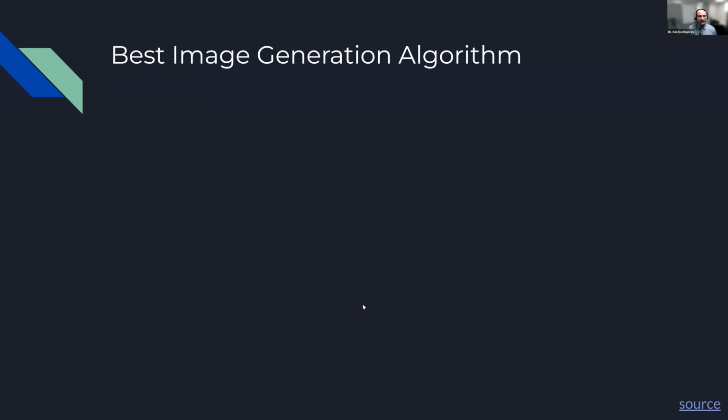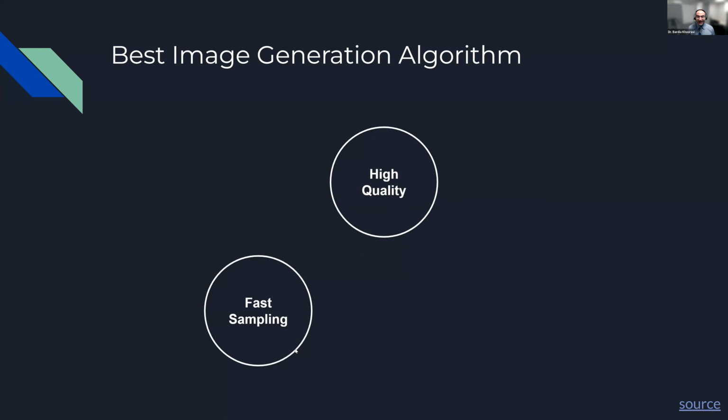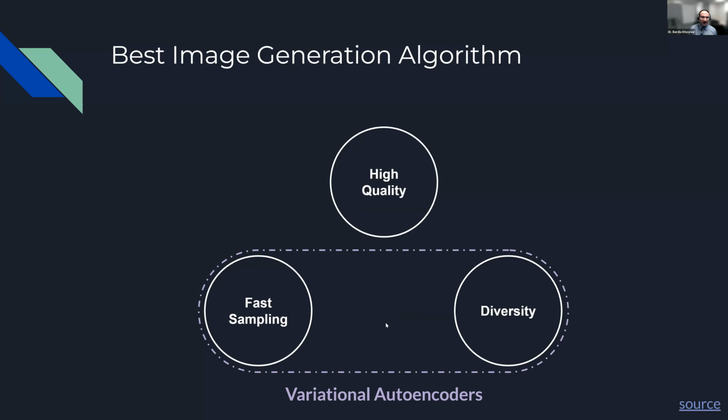So, having said this, what's the best image generation algorithm? For a model to be good at generating images, it should create high quality samples, it should be fast, and it should create a diverse set of images. Each of the algorithms that we discussed will have two of these. Variational autoencoders are fast and diverse, but as we're doing some compression and decompression, we lose some information. So these models might create some low quality images.